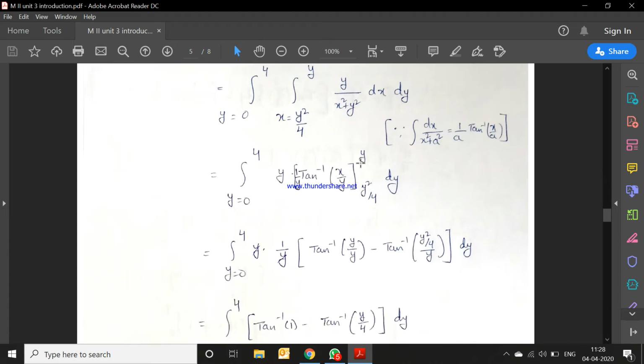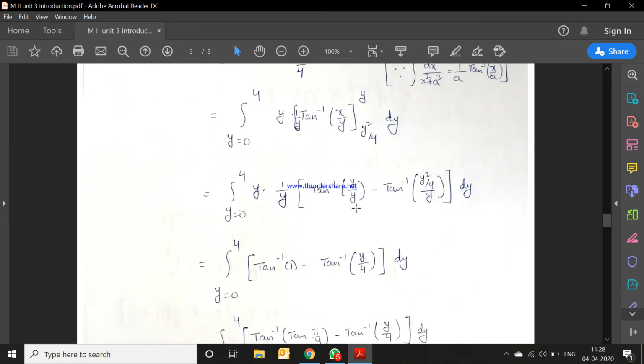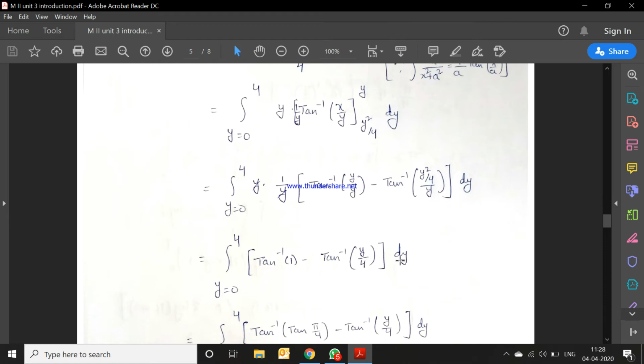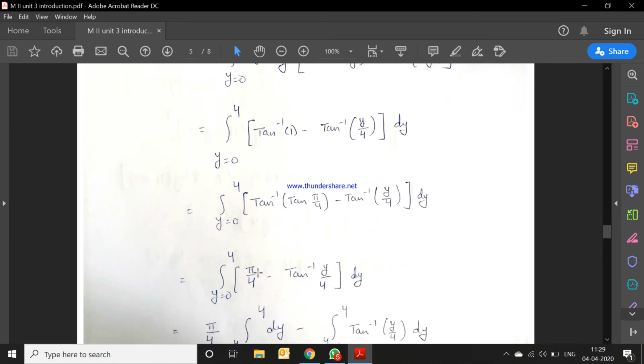So then we are substituting the limits for x only. Here y is considered as constant, so the y outside cancels. Tan inverse of upper limit y by y minus tan inverse of lower limit y square by 4 by y, into dy. Tan inverse of y by y value is 1. Tan inverse of y square by 4 by y value is tan inverse of y by 4, dy. And next we know that tan is 1 at 45 degrees, so that's why tan inverse 1 is pi by 4. So tan inverse tan cancel, then we can get pi by 4 minus tan inverse of y by 4.